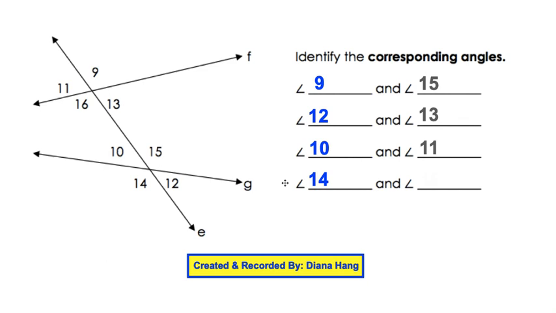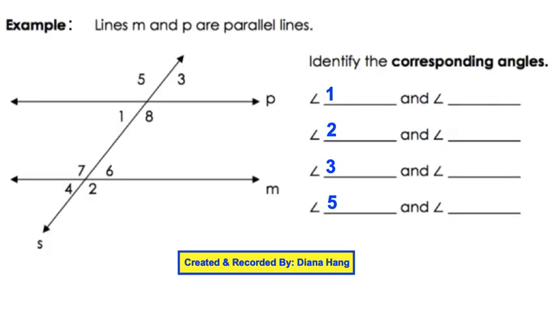Which angle is corresponding with angle 14? That leaves us with one choice, angle 16. Angle 14 and angle 16 both lie on the left side of the transversal line E, and both angles lie below line F and G. Let's take a look at another example.